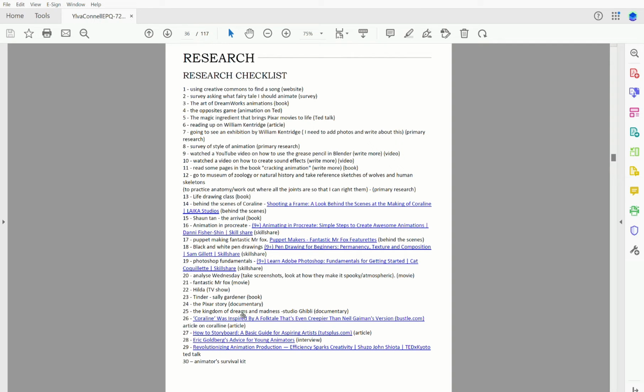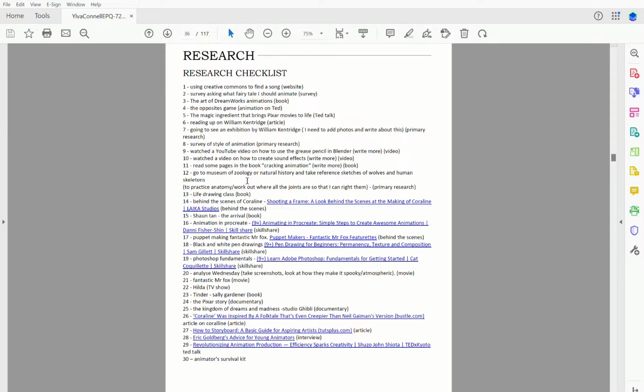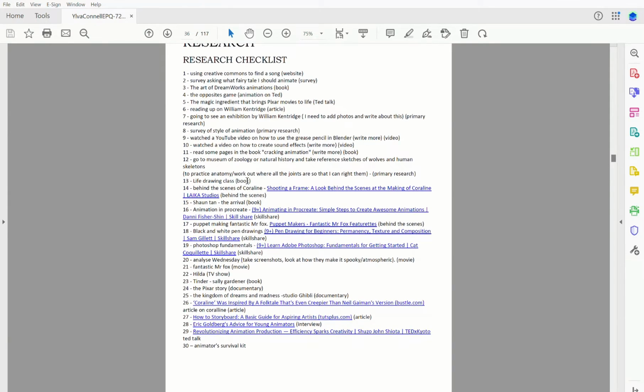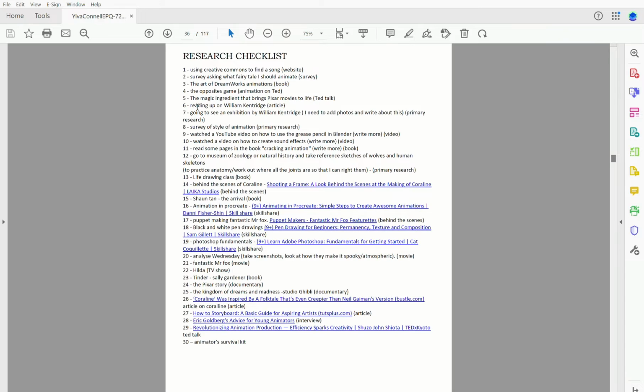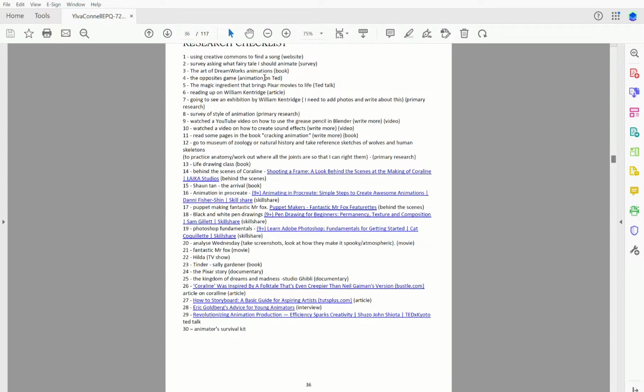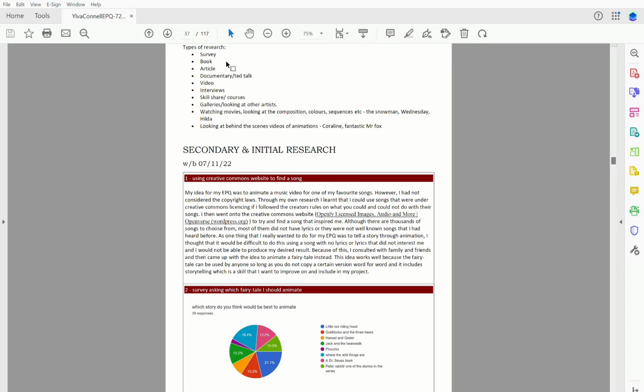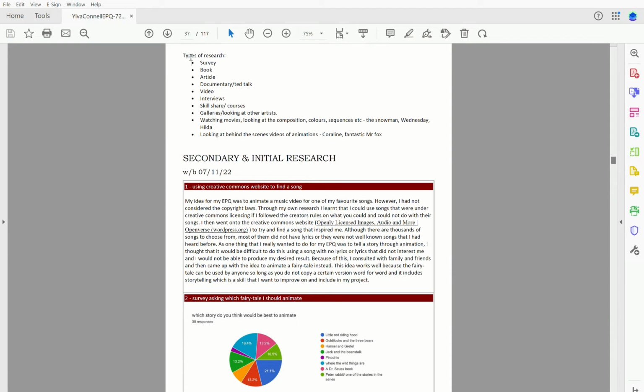I would say. And so this is what mine looked like when I was animating a 3-minute video of Little Red Riding Hood. So as you can see, I've got going to some exhibitions here, reading articles, TED Talks, books, surveys, and all sorts. So here you can see at the top, types of research. So that was what was for me, was watching movies, galleries, but obviously it depends on what your project is.